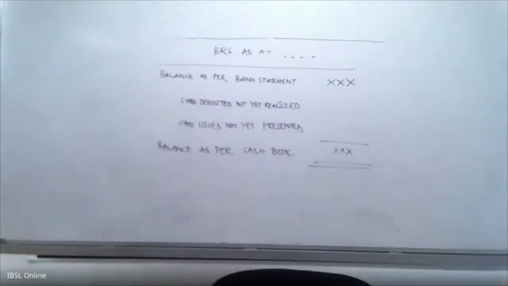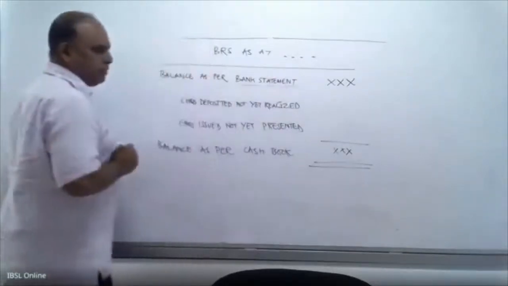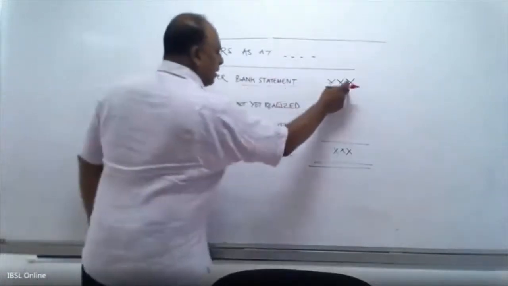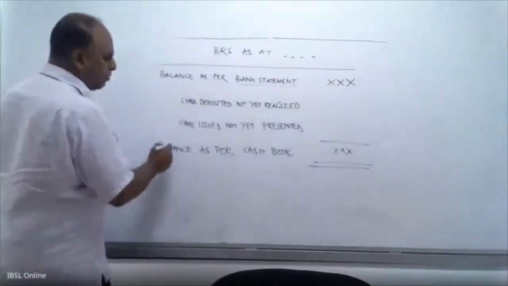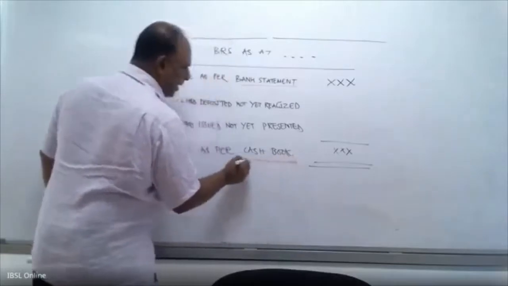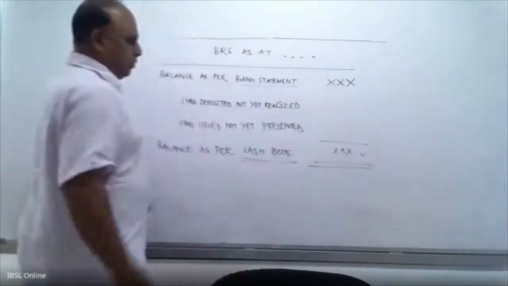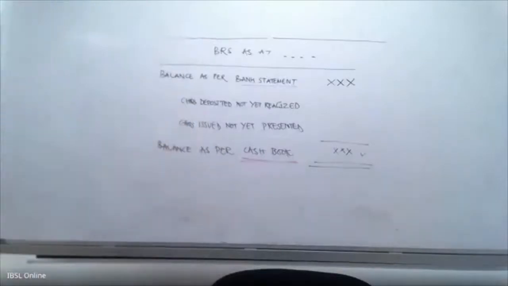So you see the objective. I am starting with the balance as per bank statement, which is appearing in the bank statement, and I am trying to end up with the balance as per cash book, which is known to you. You can look at your cash book and you know the balance.